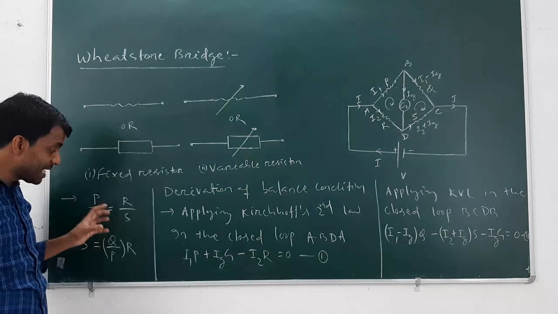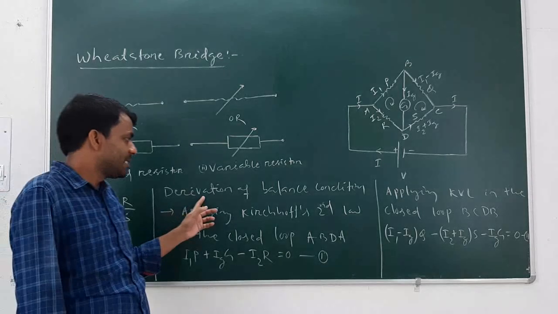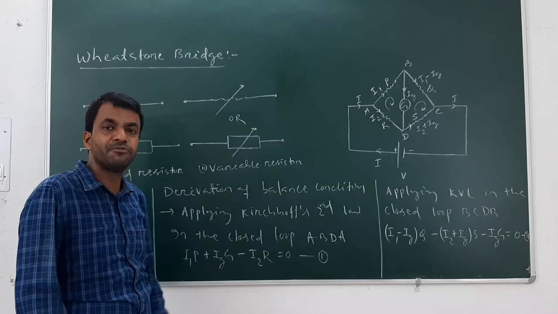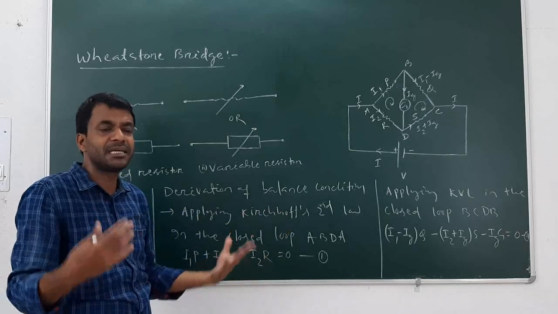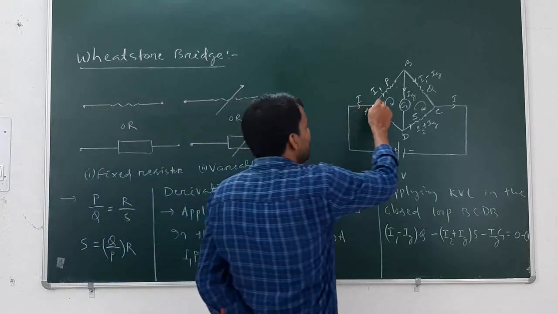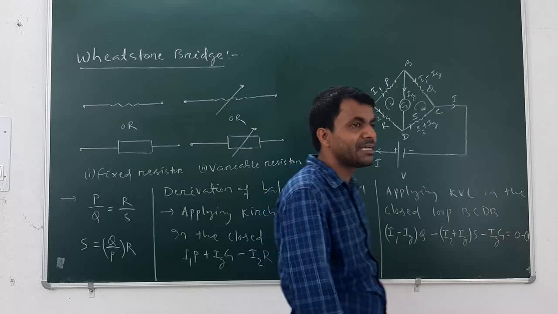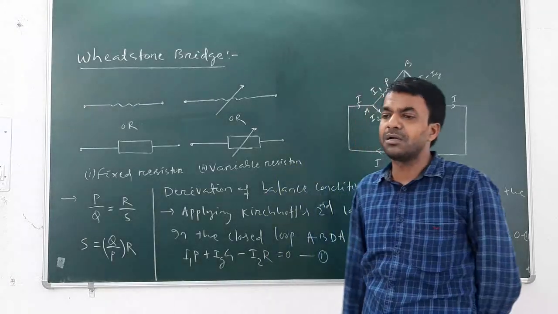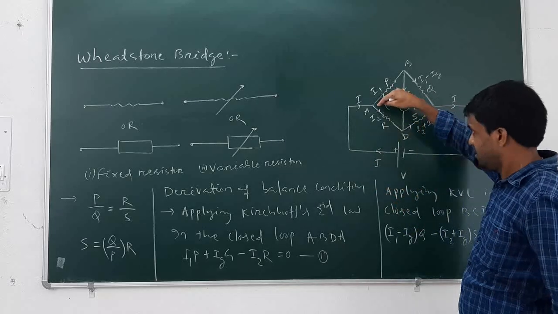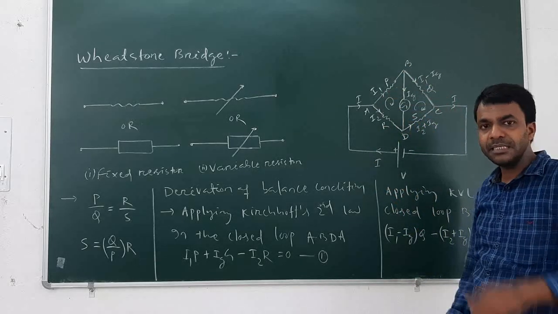But I have to derive how this formula is derived. Therefore, I have taken here the derivation of the balanced condition of the Wheatstone bridge. Applying Kirchhoff's laws, first comes this loop A, B, D, A, by applying Kirchhoff's second law, or Kirchhoff's voltage law, in the closed loop A, B, D, A.